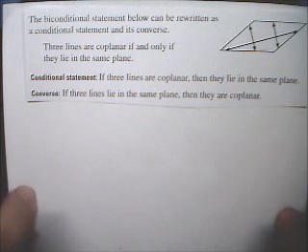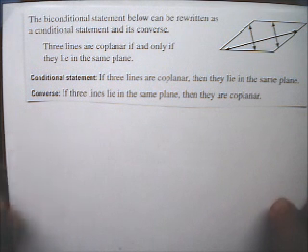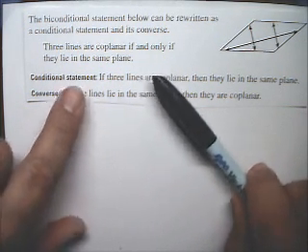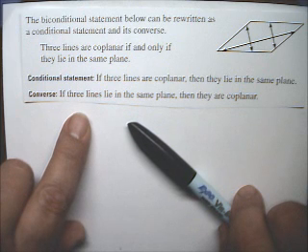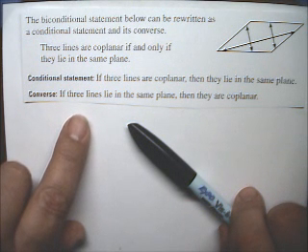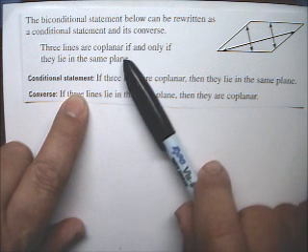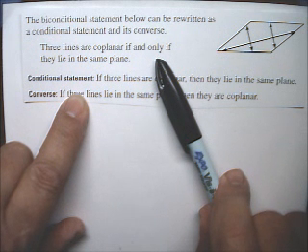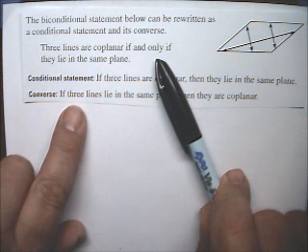Hello, this is Reasoning and Proof, Definitions and Biconditional Statements, Example 2. Example 2 doesn't really tell us to do anything. It's just illustrating what we call an if and only if statement, and that's called a biconditional statement.